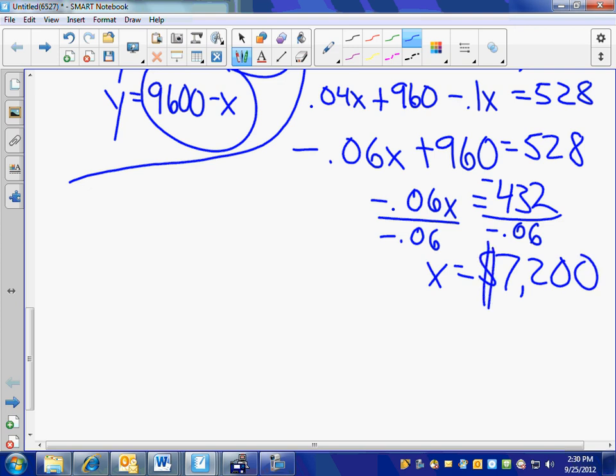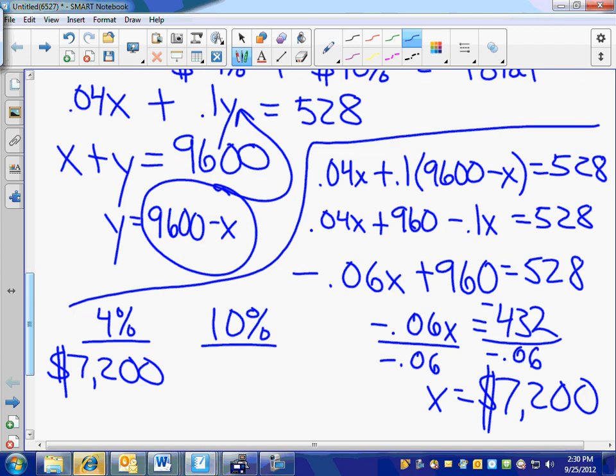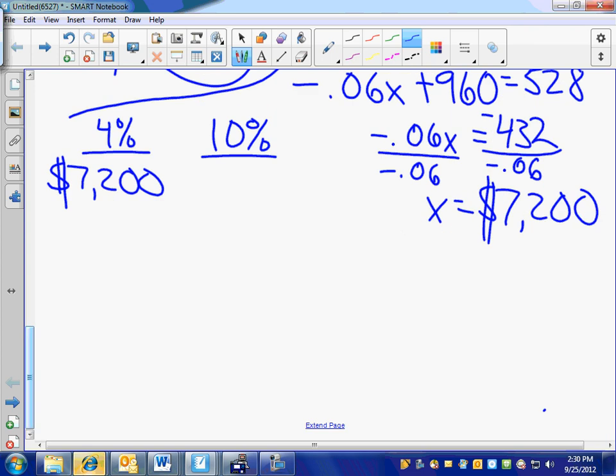Have I answered the question? The question is, how much did I invest in each spot? I have a 4% interest investment, and I have a 10% interest investment. So what does X stand for? The amount at 4% or the amount at 10%? 4%. 7,200. How did I know that? If you look up here at our original equation, we have 0.04 times X. So that's 4% is X. And then the 10% would be the difference from $9,600, which would be $2,400. That is my answer. Any questions on that one?